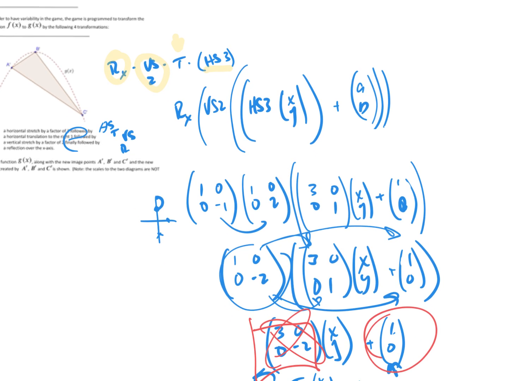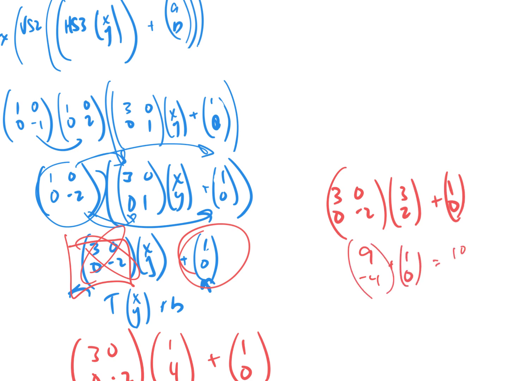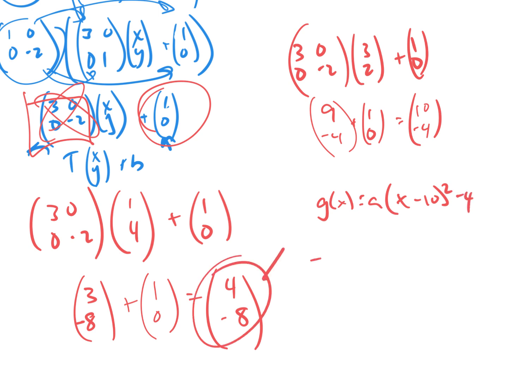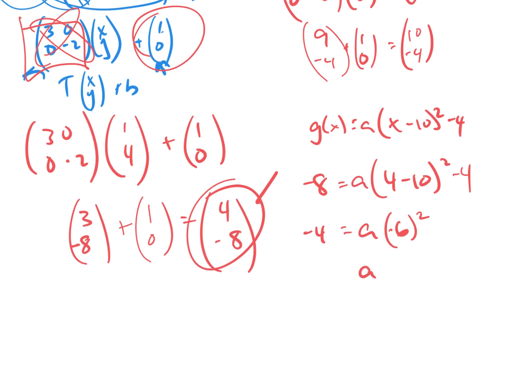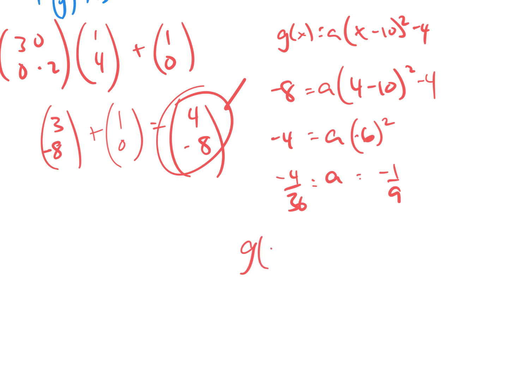And so if I take (3, 2), so I have [3, 0; 0, -2] times (3, 2) plus (1, 0), I get (9, -4) plus (1, 0), which gives me (10, -4). That's my vertex. And so now I have g of x will be a(x - 10) squared minus 4. And I can take this point, plug it in for -8 is equal to a(4 - 10) squared minus 4. Adding the 4, I get -4 is equal to a times 6 squared, and so that is 36. I get -4 over 36 is a, which is -1/9. And so g of x will end up being -1/9 (x - 10) squared minus 4.